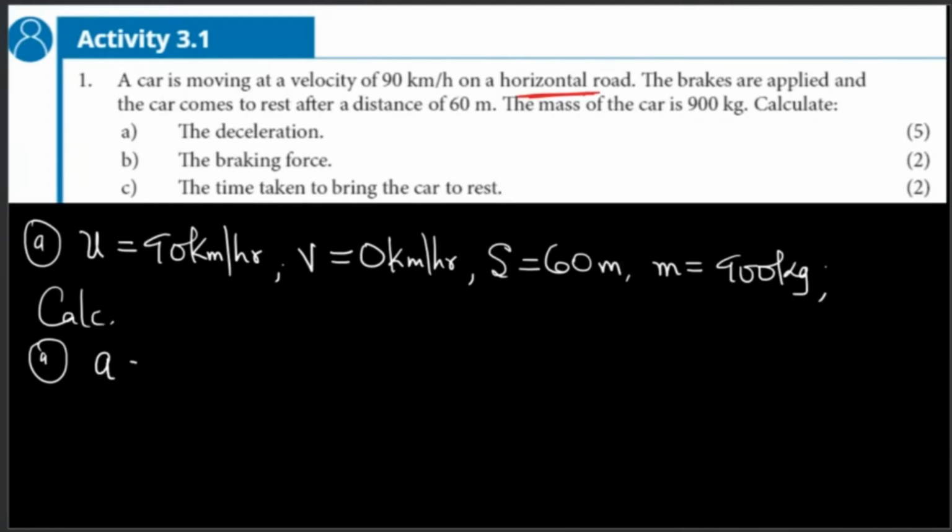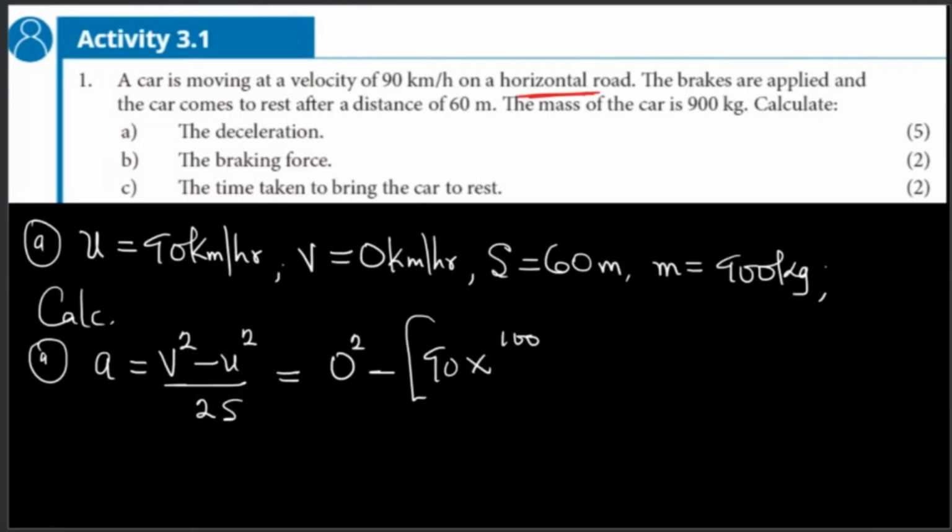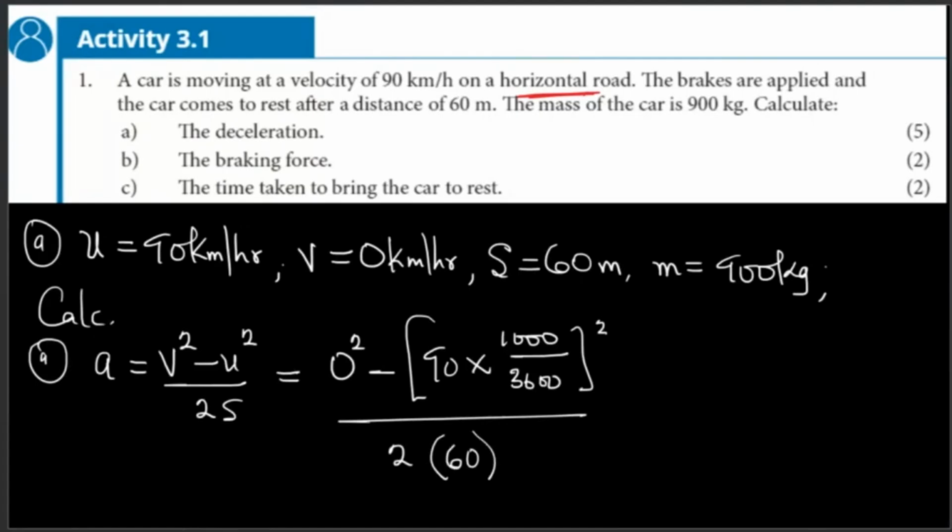With the deceleration, I think we can use this formula: v squared minus u squared divided by 2s. The final velocity is 0, since the car came to rest. So it's going to be 0 squared minus, we need to convert this 90 to meters per second, times 1000 divided by 3600, squared, divided by 2 times the distance, which is 60. The first thing you can do here is just convert the 90 separately, and then substitute it.